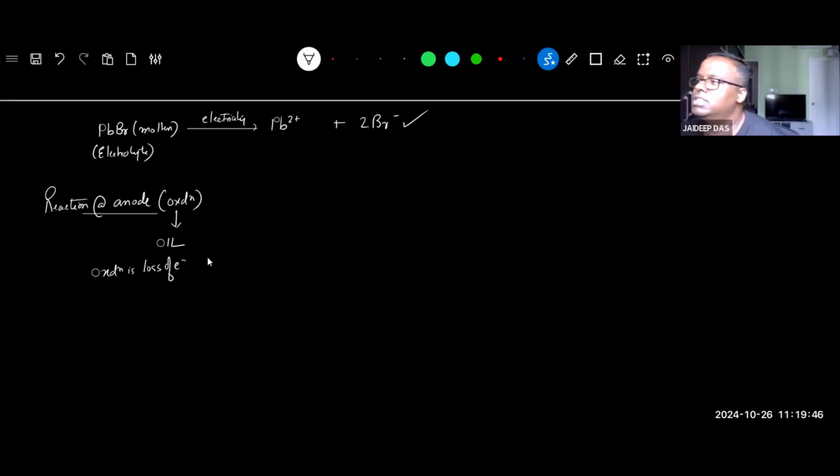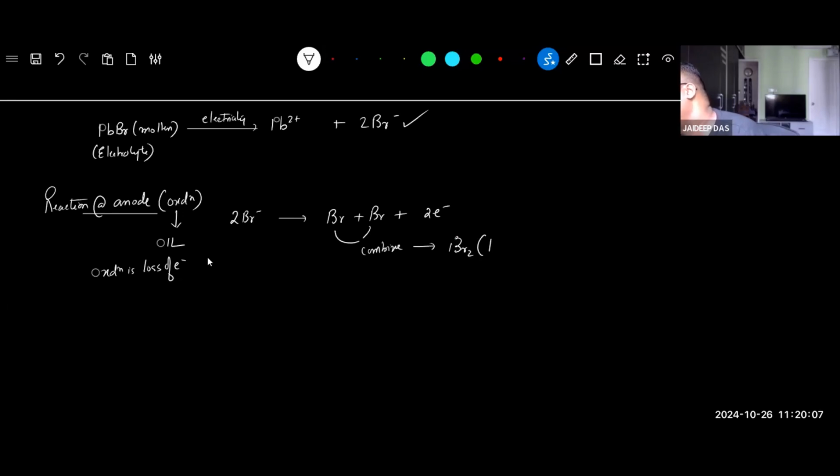So who has more electrons? This one has. So 2 Br- come, and they lose their electrons as Br one atom, Br one more atom, and lose 2 electrons. Have you understood this? And these 2 Br again combine and form what is known as bromine gas. This is the gas, and this is what is getting bubbled out at anode. Sir, can I see it? Absolutely. This will come out as reddish brown vapors.